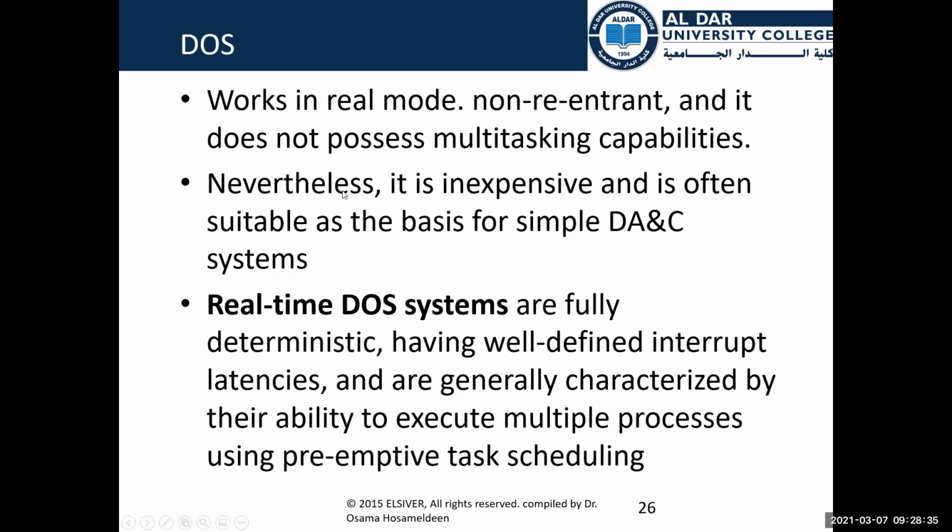Disk operating system, or MS-DOS, works in real mode. Real mode means one process, and this one process handles or controls the entire hardware. That's real mode. It is non-reentrant. Non-reentrant means there are no multiple interrupts and multiple returning from interrupt like that. It is one process, and the disk operating system controls the entire hardware using this process.